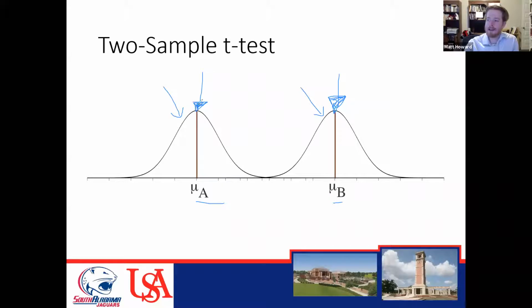Without knowing anything else, if y'all had to guess right now, would you expect these two means to be statistically significantly different? What do y'all think?